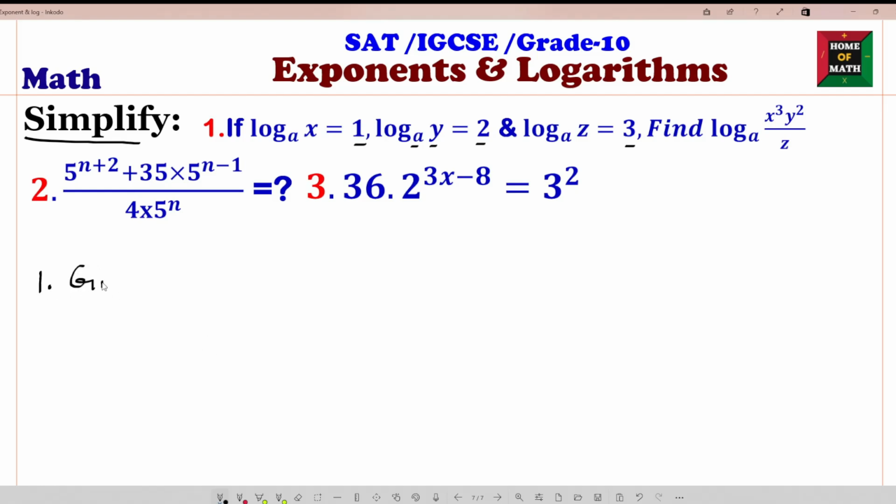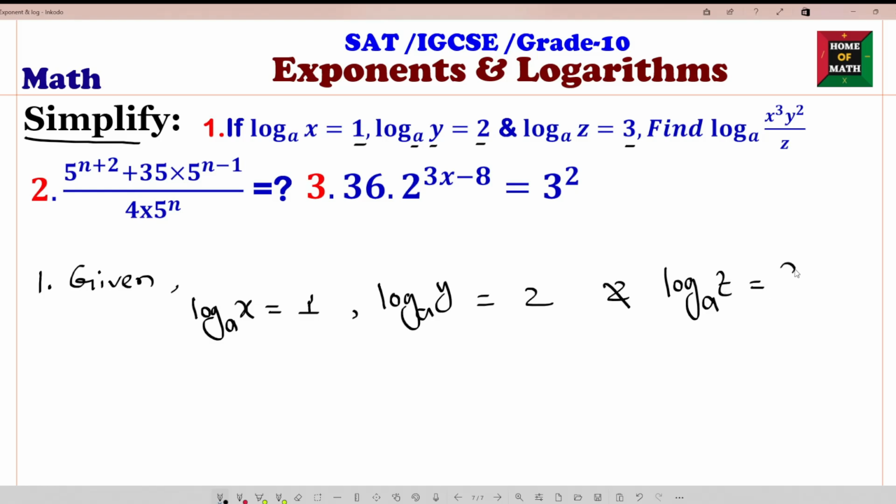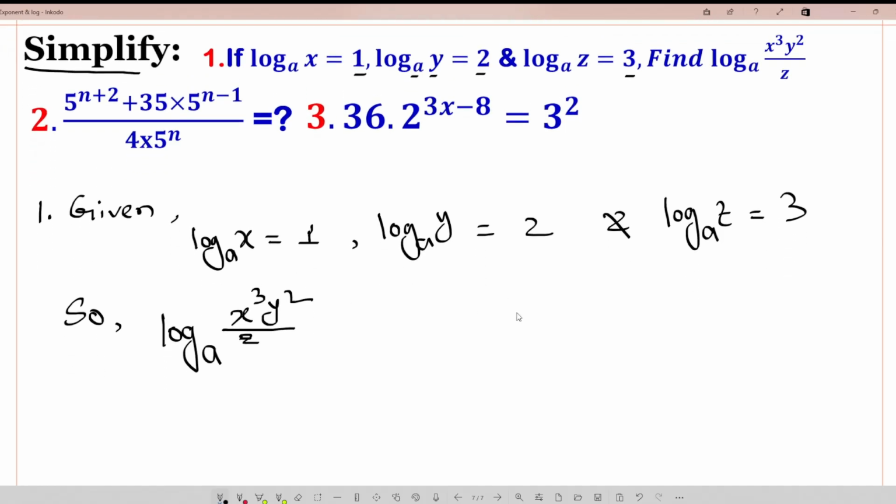given log a base x equals 1, log a base y equals 2 and log a base z equals 3. So here is log a base x cubed y squared divided by z. Okay, this one. Now what can we do?